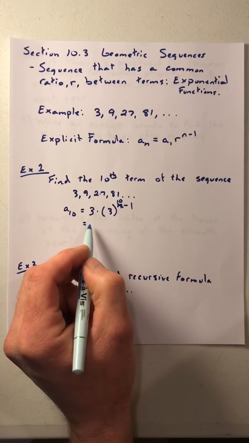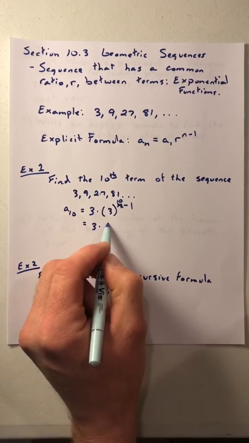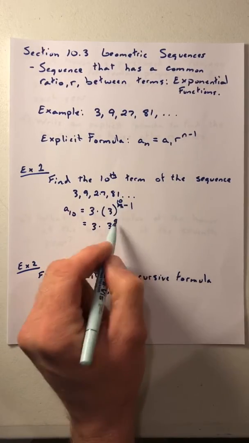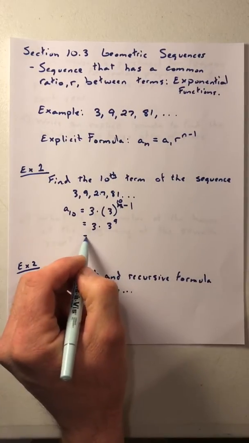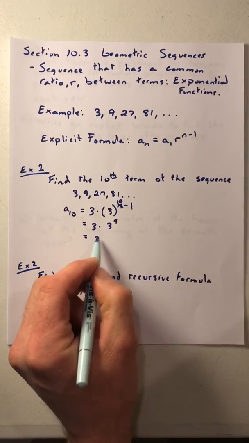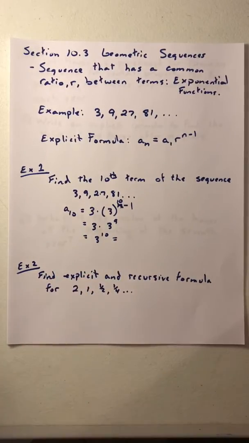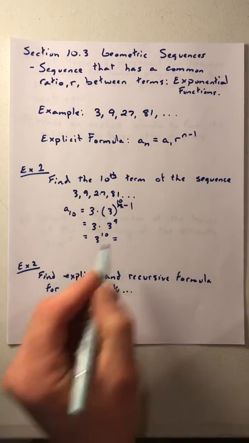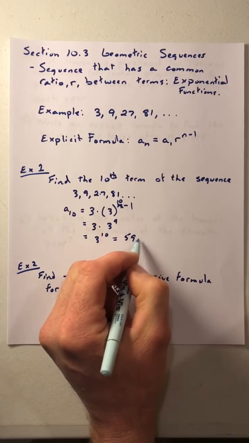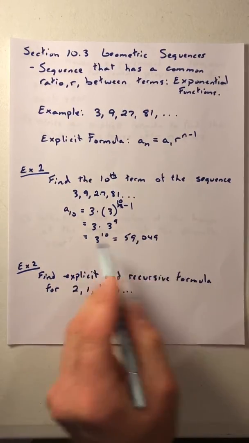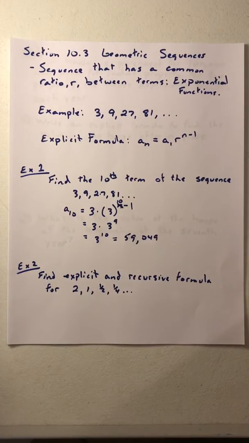Going ahead and multiplying that out, I have 3 times 3 to the 10 minus 1, which gives me 9. 3 times 3 to the 9th is 3 to the 10th. I can go ahead and throw that in the calculator if I want, and it gives me 59,049. Either of those answers would be acceptable.